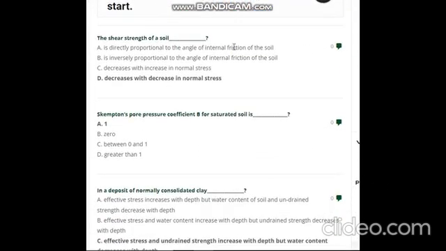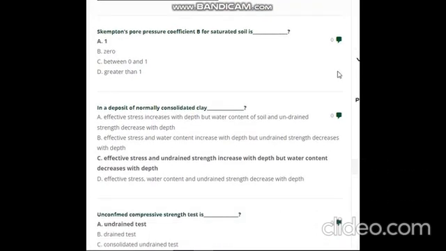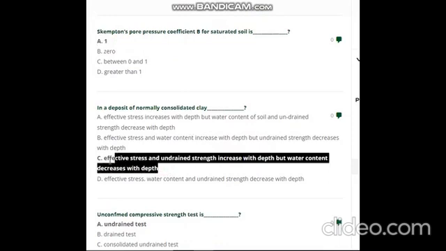The shear strength of soil is decreased with decrease in normal stress. Skempton's pore pressure coefficient B for saturated soil is 1. In a deposit of normally consolidated clay, effective stress and undrained strength increase with depth, but water content decreases with depth.